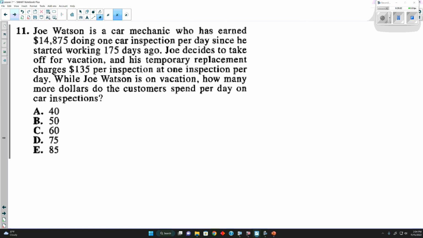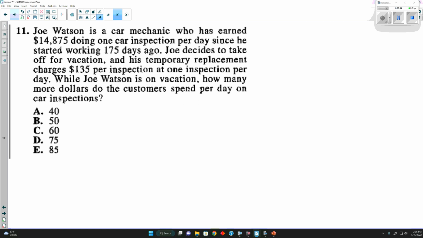Joe Watson is a car mechanic who has earned $14,875 doing one car inspection per day since he started working 175 days ago. Joe decides to take off for vacation. As temporary replacement, charges $135 per inspection. At one inspection per day, while Joe Watson is on vacation, how many more dollars do the customer spend per day on car inspections?